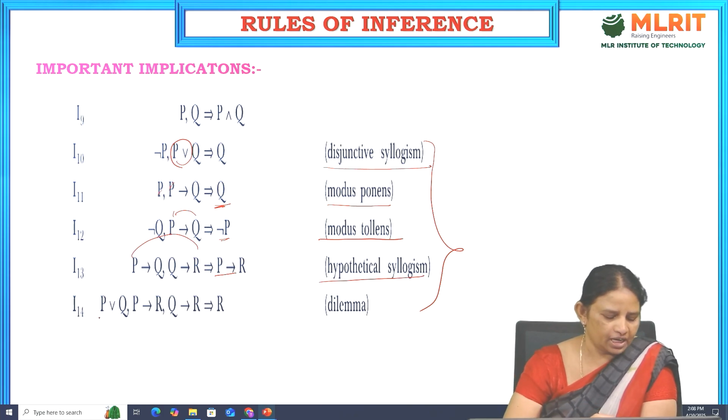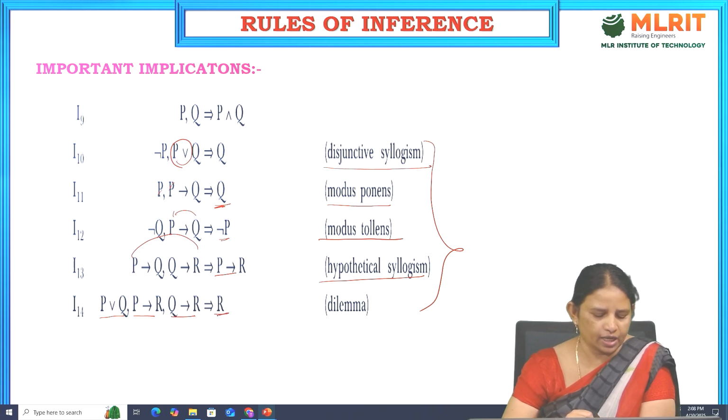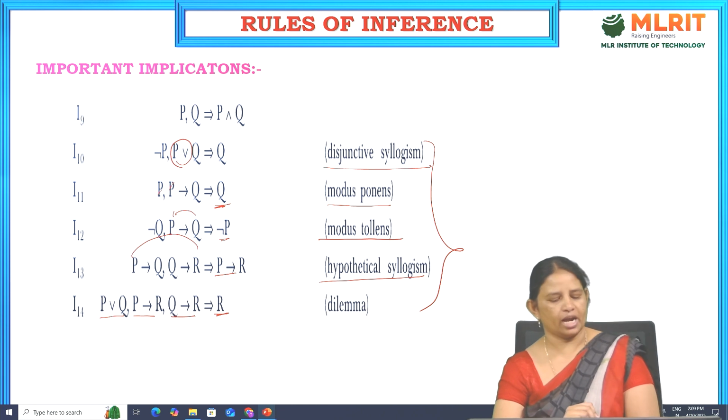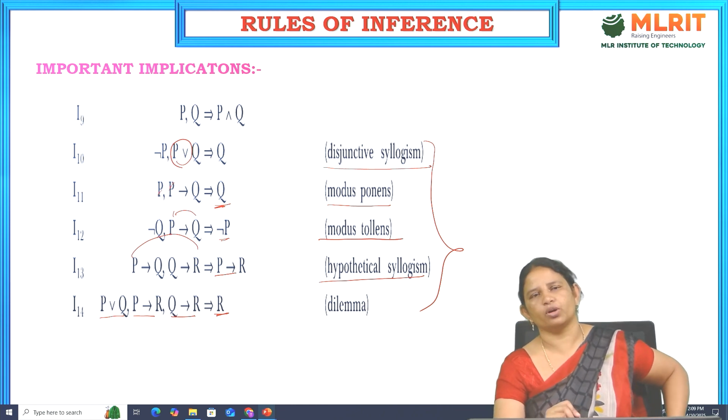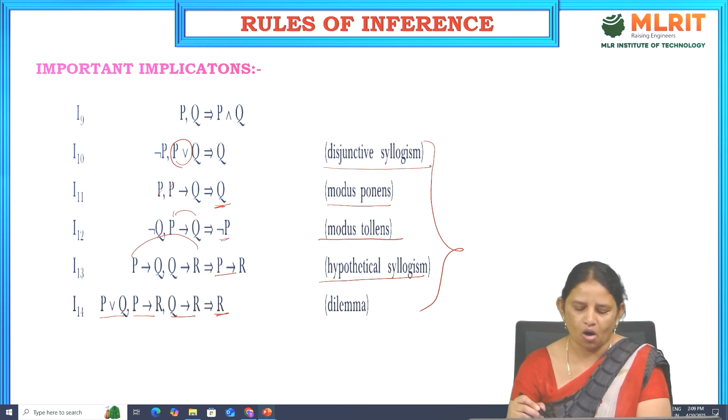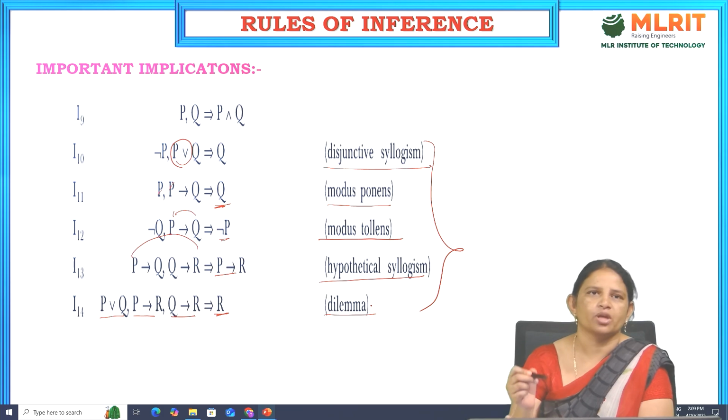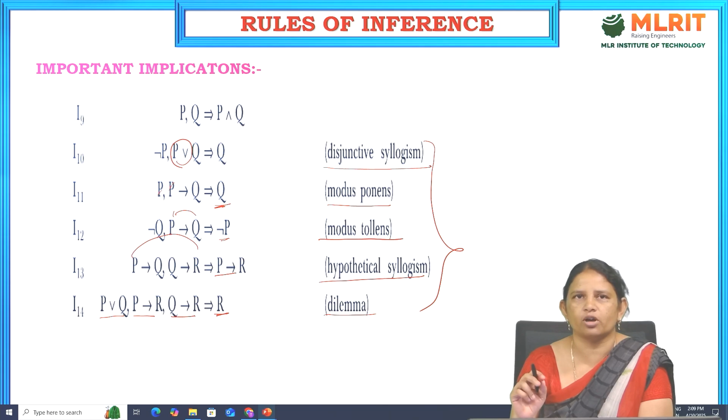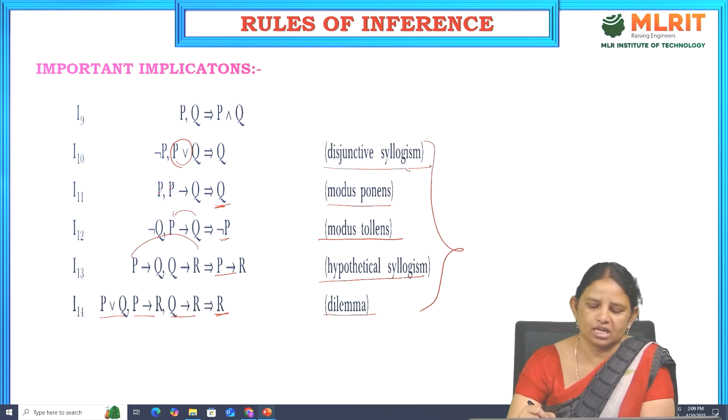Next, P or Q, P implies R, Q implies R, derives R. Because P is a common attribute, Q is a common attribute, then automatically it derives the R attribute. This is called a dilemma. So these I10 to I12 are the most important rules of implication that in most cases we are going to apply. That is disjunctive syllogism, modus ponens, modus tollens.